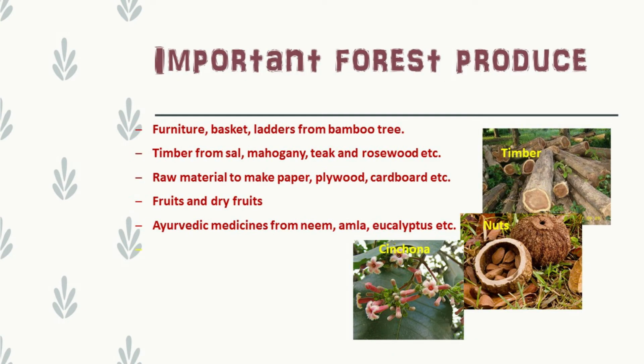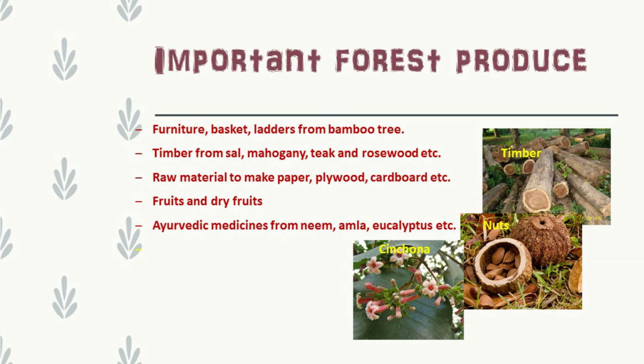After this, we will discuss the important things provided by the forest. Some trees such as bamboo are used in making furniture, baskets and ladders. We get timber from sal, mahogany, teak and rosewood trees. We get raw material to make paper, plywood, cardboard from the trees. We get many fruits and dry fruits from the forest like mango, coconut, orange, pear, lychee, etc.